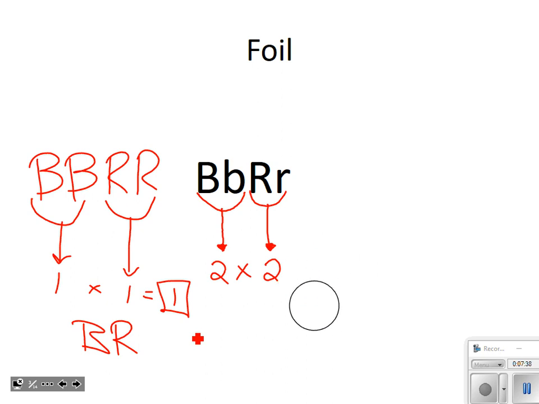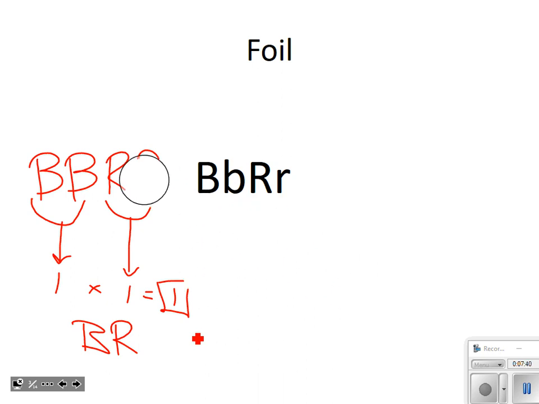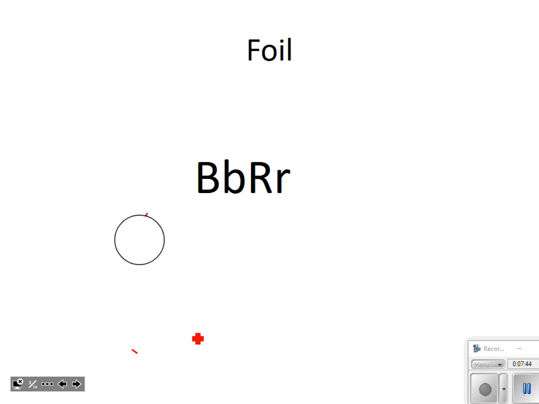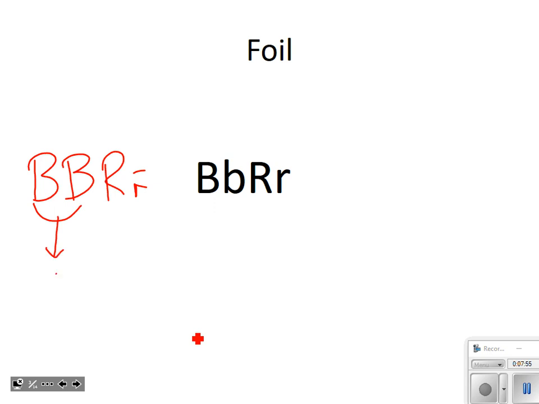Let me erase this stuff. Let's look at another one. Let's go 1. That's going to give me a different amount. Let's go big B, big R, little r. How many here? 1. How many here? 2. So how many gametes will I have? 2. 2 gametes.